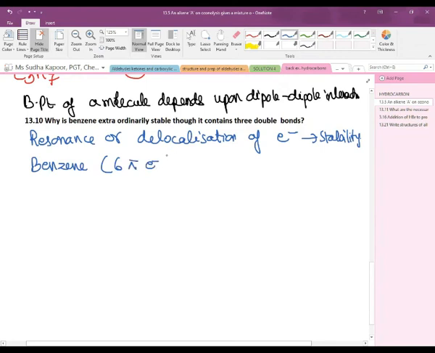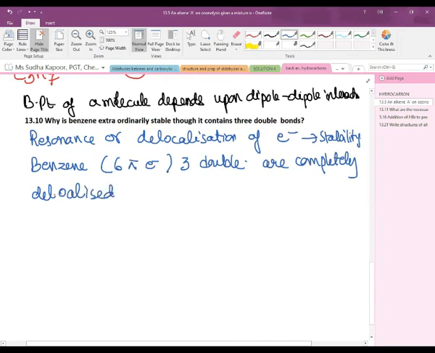the 6 pi electrons are due to 3 pi bonds. There are 3 double bonds present here. 3 double bonds give rise to 6 pi electrons. And these 3 double bonds or 6 pi electrons are completely delocalized. They are continuously delocalized. So what happened here?